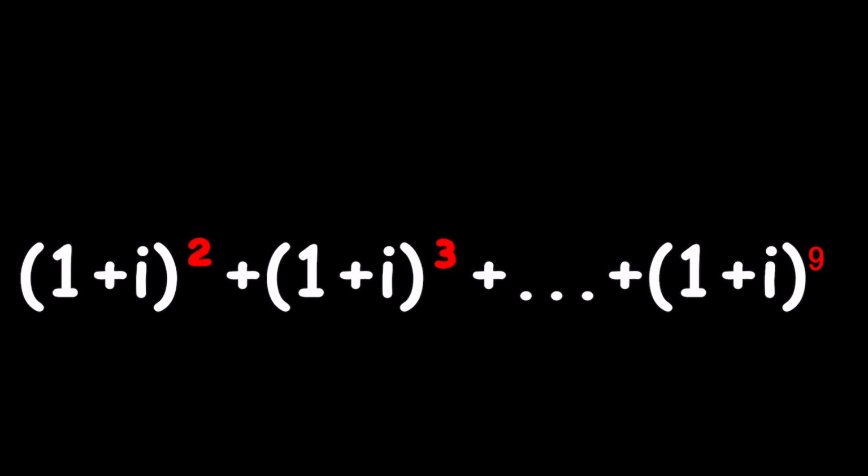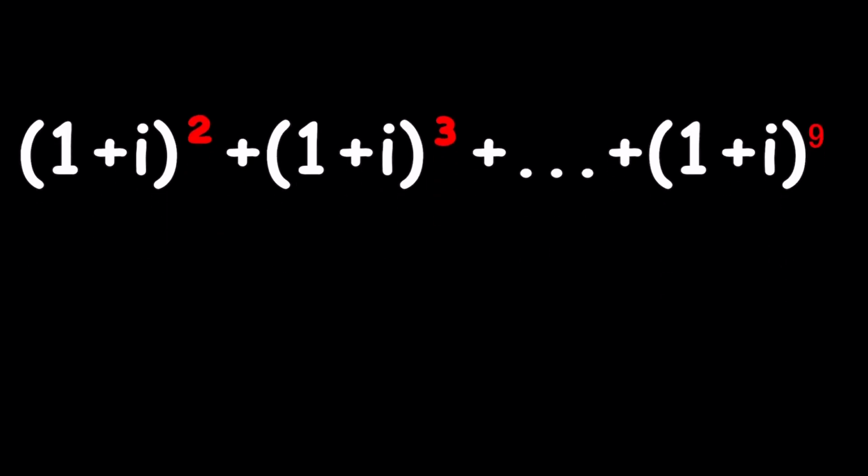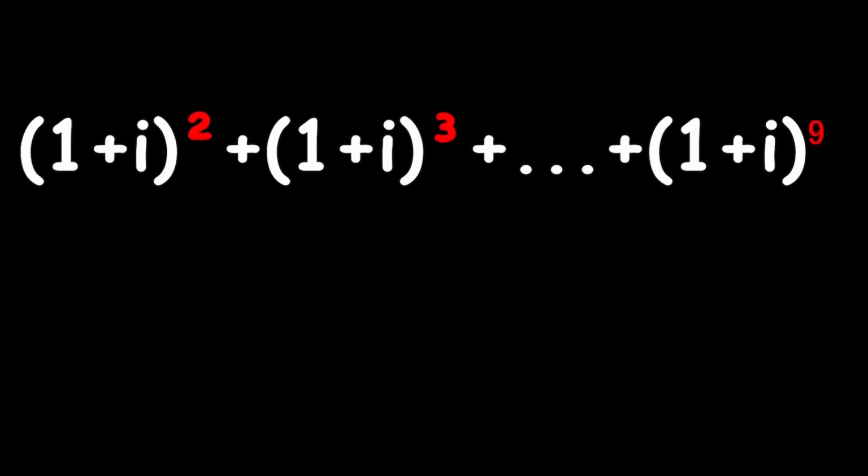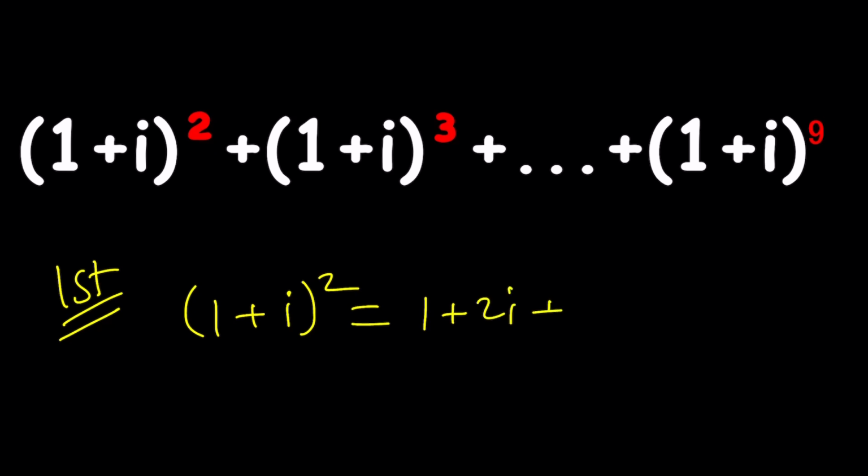The first method kind of depends on looking at powers of 1 plus i. See if we can find a pattern. Can we find a pattern? You hopefully know that (1 plus i) squared is 1 plus 2i plus i squared, but i squared is equal to -1, so we can go ahead and cancel these out and end up with 2i. That's what's special about this number, because when you square it, you get 2i.